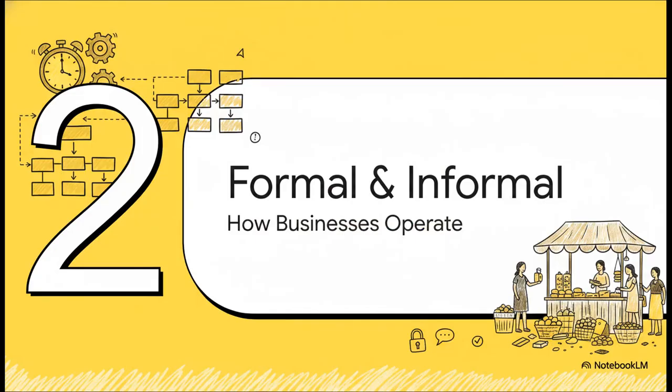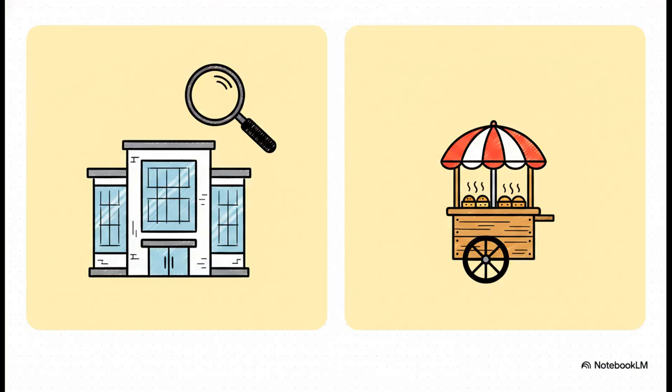Section 2. Formal and informal sectors. How businesses operate. Now that we understand the three stages of what businesses actually make, let's shift gears and look at how they operate. The source notes really emphasize that we need to understand the stark difference between formal and informal sectors. The crucial point here is regulation and visibility.